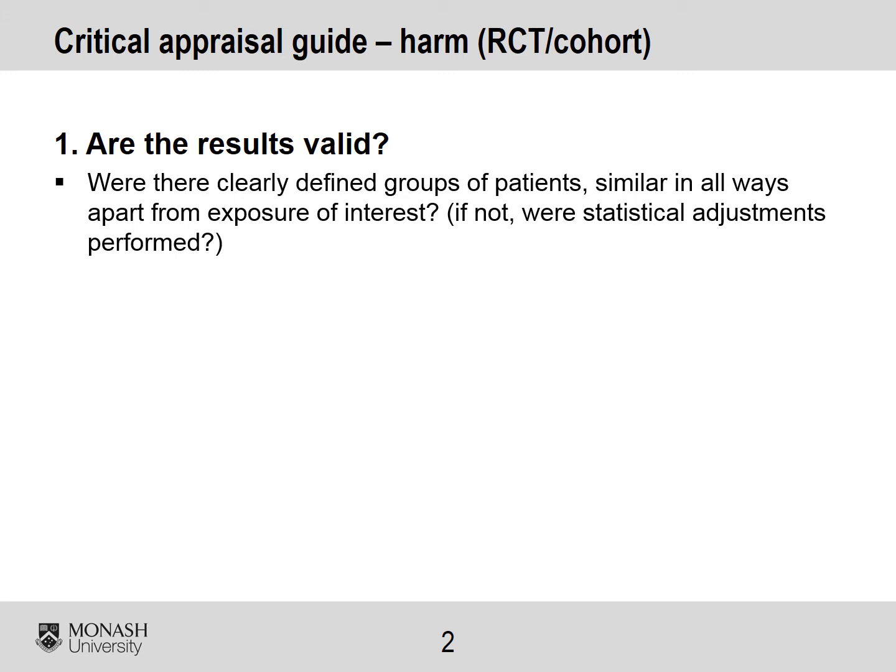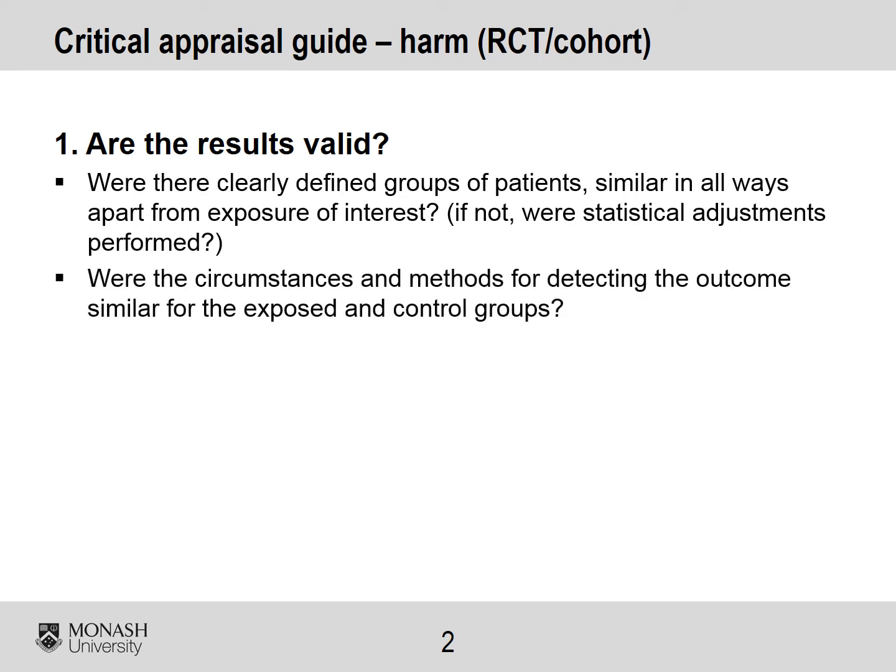If it's a randomised controlled trial, obviously randomisation and allocation concealment will come into play. If it's a cohort study, obviously you can't randomise, so that bias comes into play there. The other thing to consider is looking at the baseline characteristics to see if they're similar or different, and if so, were there any statistical adjustments made to account for any potential differences between the two.